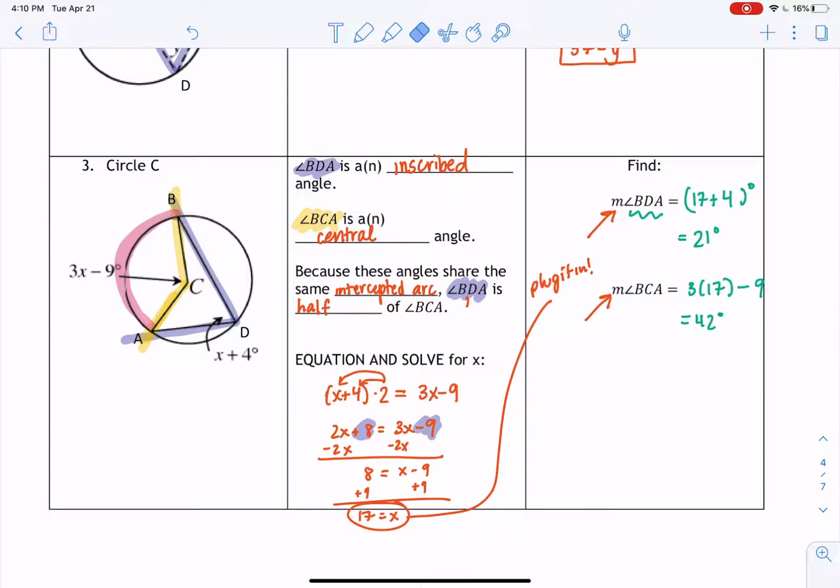So these are just a couple of ways that we can go between inscribed angles, arc measures, and central angles. Please ask questions during class. I'll talk to you later.